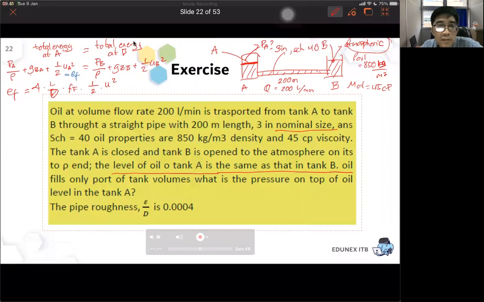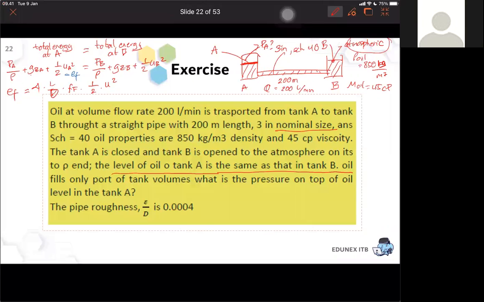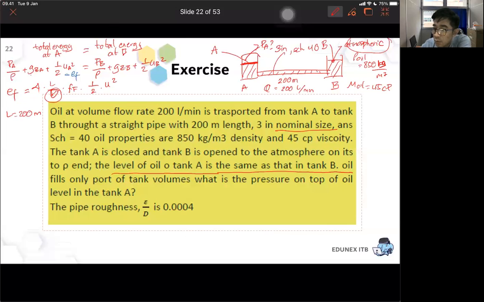Okay, from the question mentioned in this slide, which data do you already have? Do you have the value of L? Yes, sir, we have the value of L. Okay, the length is known, it is 200 meters. Do you have the value of D?